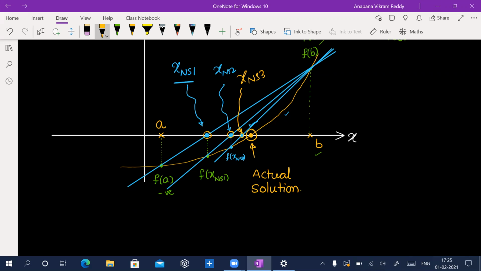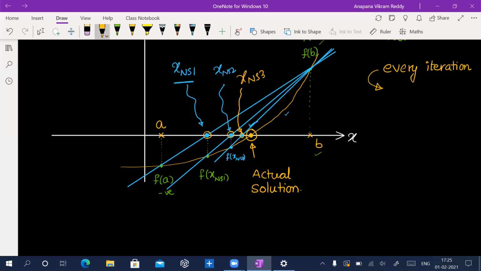Now we have to construct a formula, an estimate, so that we can apply iterative techniques and find out the answer. It's not a big deal. I think you can do this very well. You can use the similarity in triangles concept and find the answer. But at the end of the day, for every iteration we have to decide what the interval is. For every iteration, the interval is going to change.